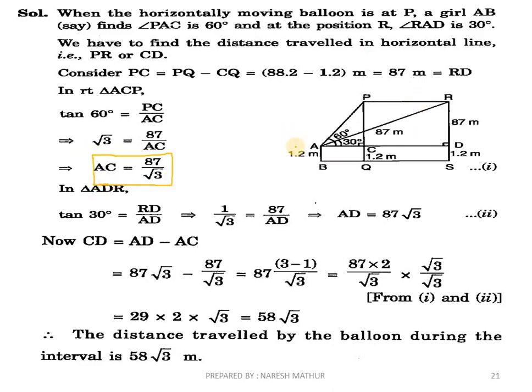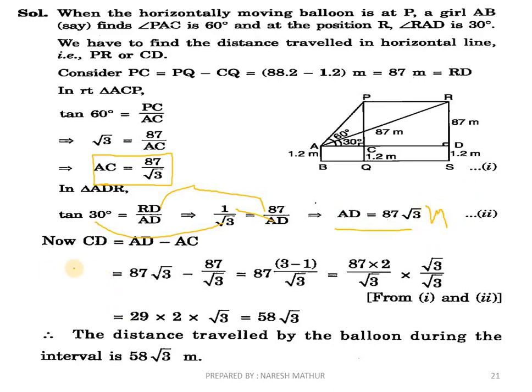Now in the second case, take triangle ADR, the second right triangle. Tan 30 equals to perpendicular upon base, which would be 87 upon AD. AD is total AC plus CD. The value of tan 30 is 1 by root 3, and it equals 87 upon AD. By cross multiplying we can get the value of AD, that the total distance would be 87 root 3 meter. Now we need to find the value of CD only.